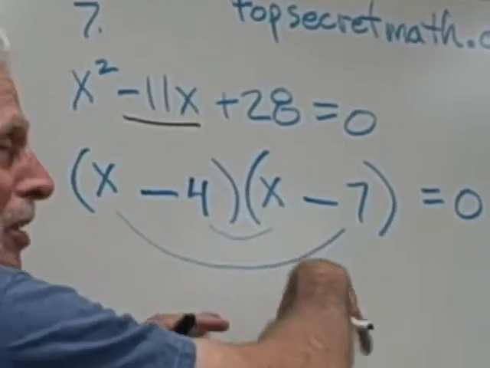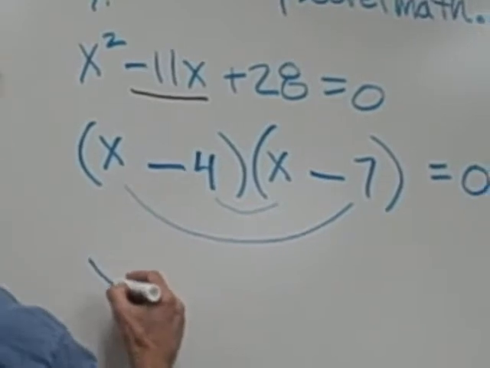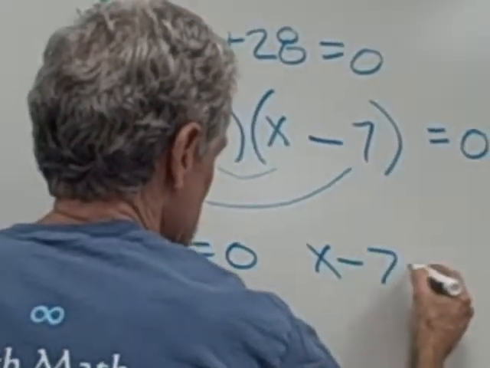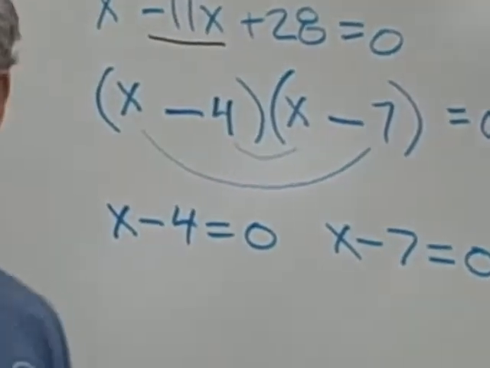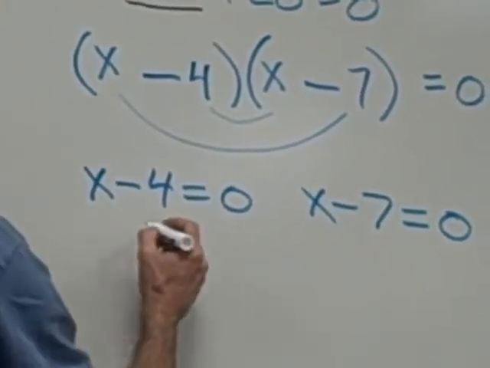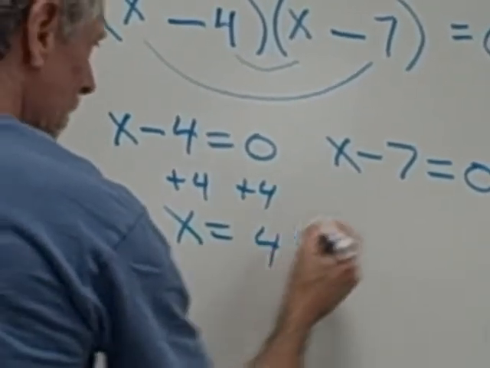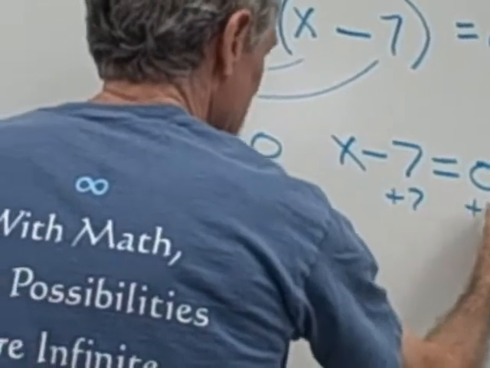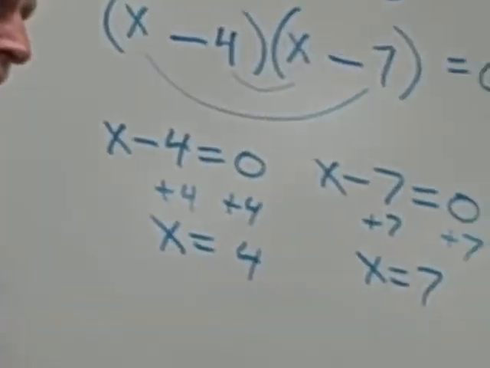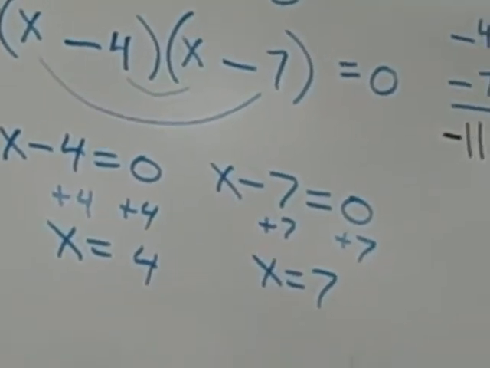Okay, now, since this is an equation, there's a little more to do. What you want to do then is set this equal to 0. Remember doing this in class? We're going to learn this tomorrow in our class. So I add 4, so I get x is 4. Here I add 7, and I get x is 7. So the answers are 4 and 7.